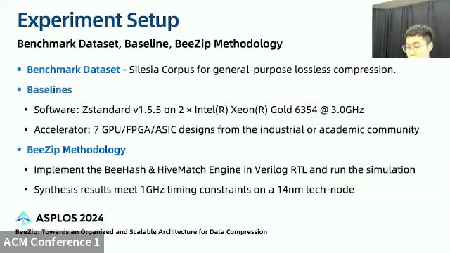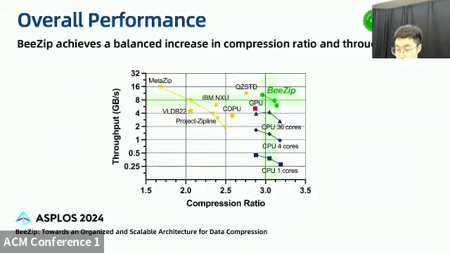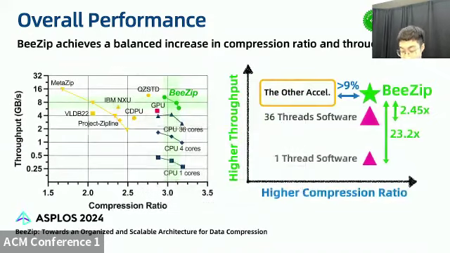We implement the BeeZip hash and match engine in Verilog, run the simulation successfully, and synthesize to 1 GHz on a 14 nanometer process node. Here is the overall performance. The 3 result points correspond to 3 BeeZip models with different configurations. Let's dissect the results in a summary.